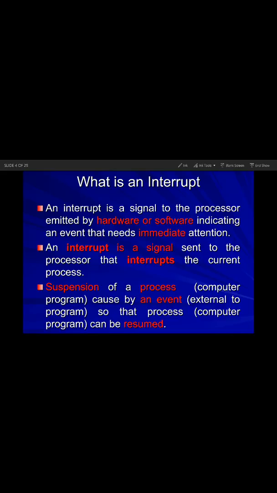The third definition is the suspension of a process. The CPU is doing some job, doing some processing. So interrupt is the suspension of that process. You suspend that process, and the process that you suspend, later on you resume it. Your processor resumes it. So this is definition number three.